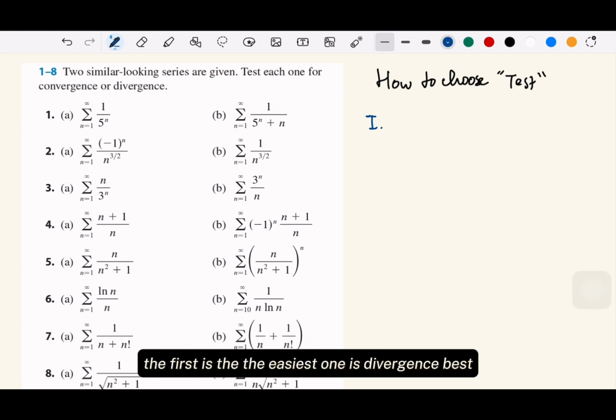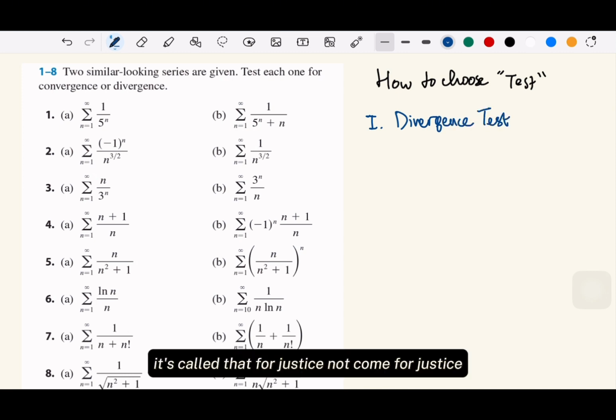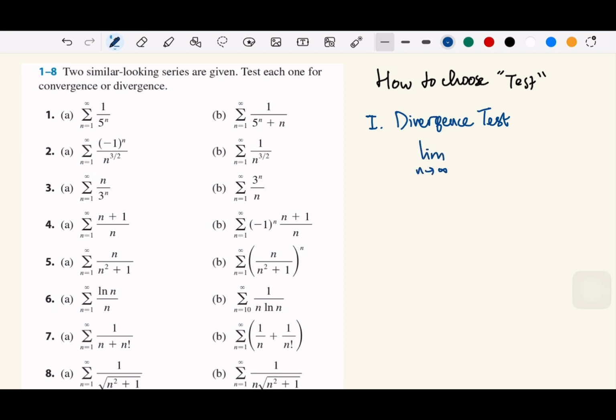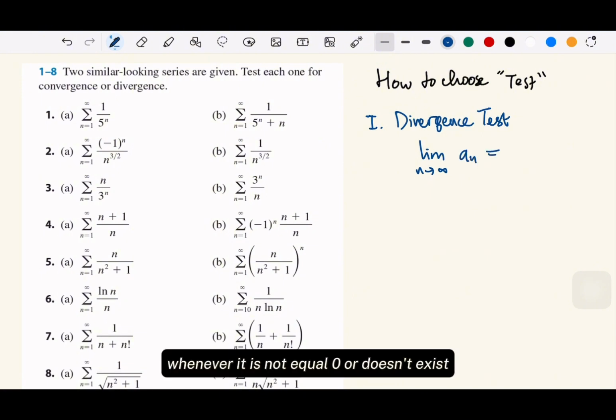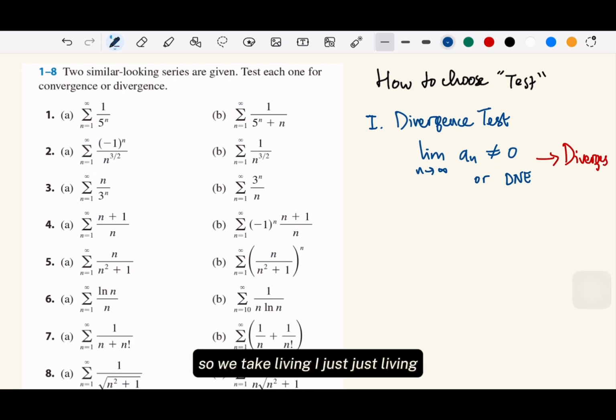The first and easiest one is the divergence test. It's called divergence test, not convergence test. It means that whenever we take the limit, and it is not equal to 0 or doesn't exist, then it diverges. So we just take the limit.